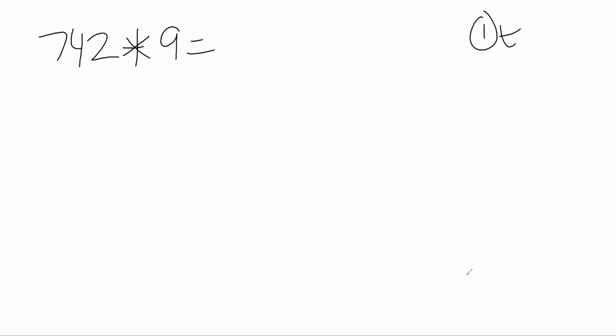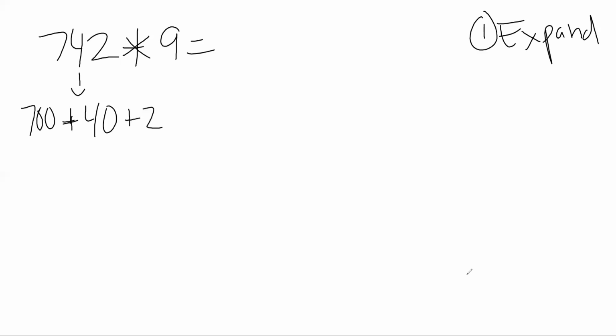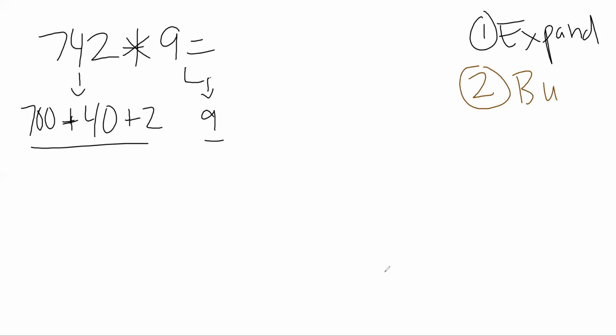So step 1, expand. So this expands out to 700 plus 40 plus 2, and 9 is still just 9, right? Single digit, doesn't expand. Okay, so let's build array. So build array or box. Okay. All right. Let's see here. I'll go boom.